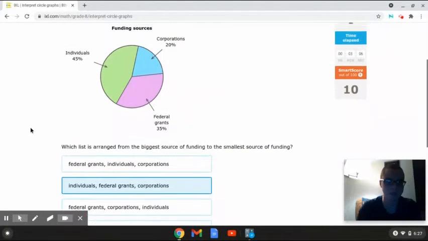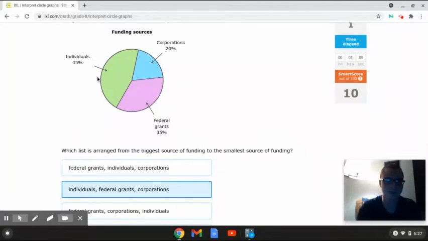federal grants, and corporations, because we took a look at the circle graph, and the question was asking us which list was arranged from the biggest source of funding to the smallest source of funding, and it was individuals, federal grants, and corporations. And that is how to solve this problem. So I'm going to be doing a couple more with you guys.